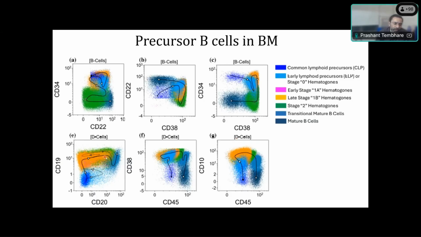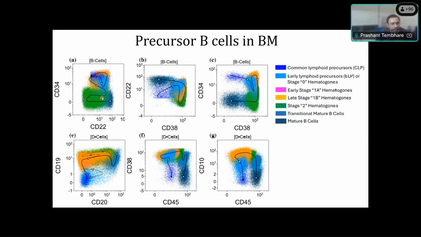You can see the CD20 is variable, CD22 is also positive, but the level of CD20 and CD22 is slightly lower than the earlier precursor, like stage 0 hematogone. Here you can see at this level CD20 was higher, but actually it has gone down.